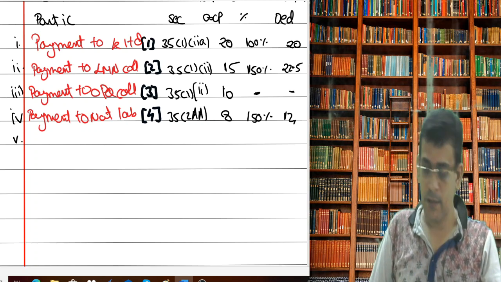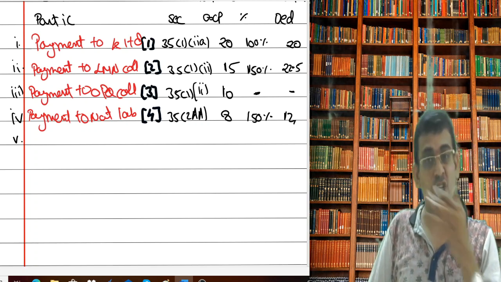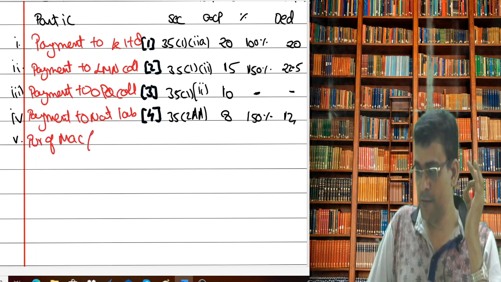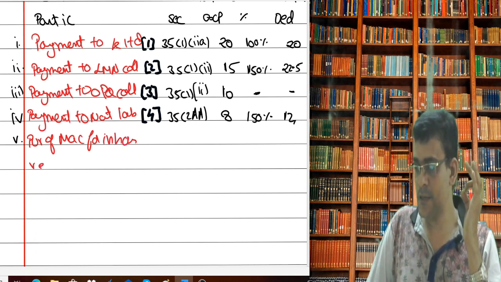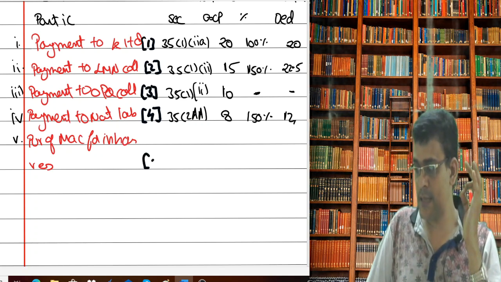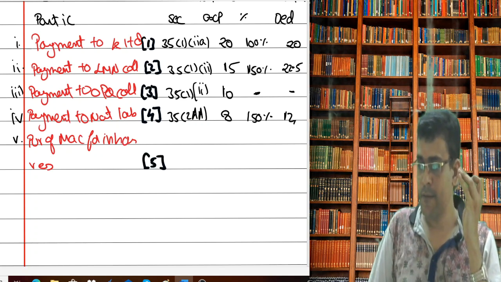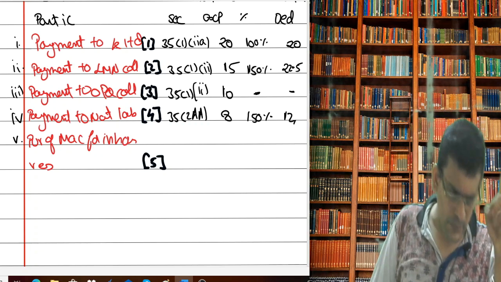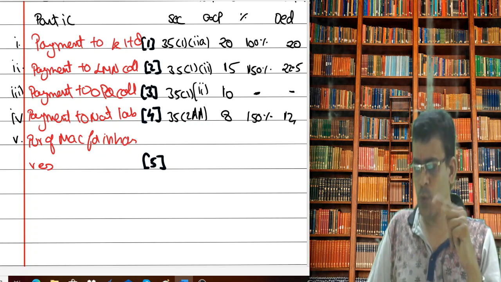What is the fifth one? If you look into the problem, the fifth one says machinery purchase for in-house research. Purchase of machinery for in-house research is your fifth. You try to explain this as a part of your working note number 5. Which section is that? You should not consider section 35 2AB. That also you should mention. So what you need to do?